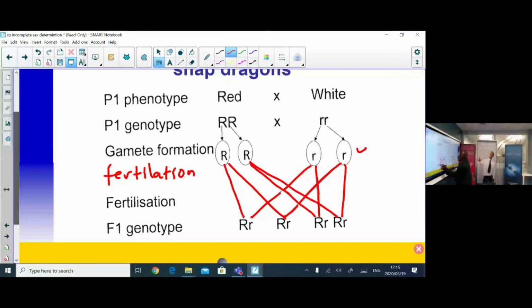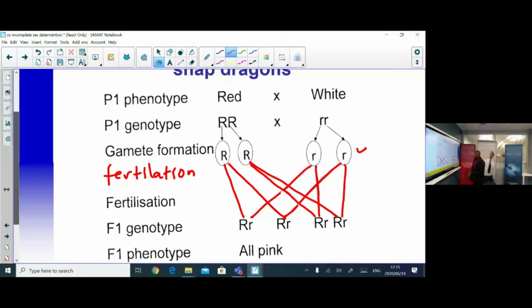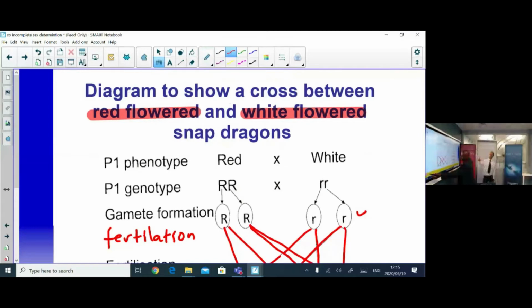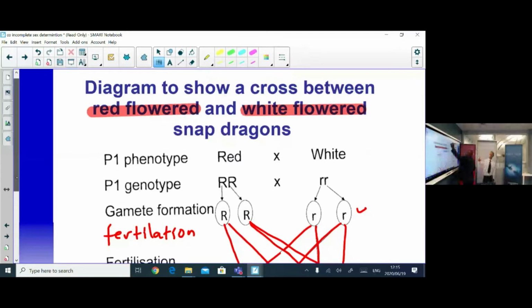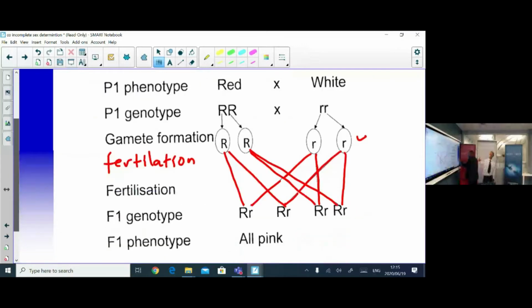Who can tell me what will be the phenotype of the F1, the first generation offspring of our heterozygous parents? Obviously, they will be all pink, because remember, we said the heterozygous is formed by two colors, so they gave us all pink.